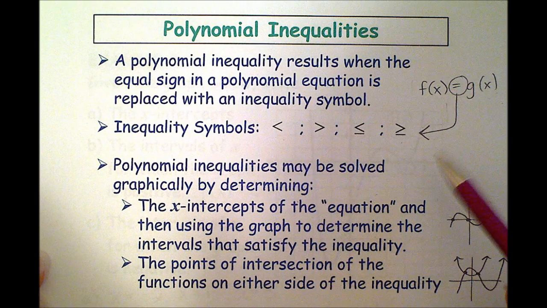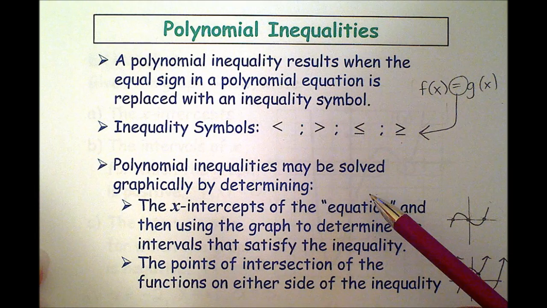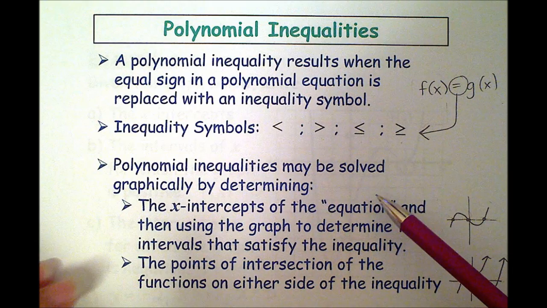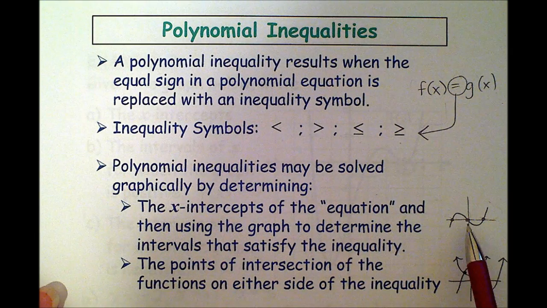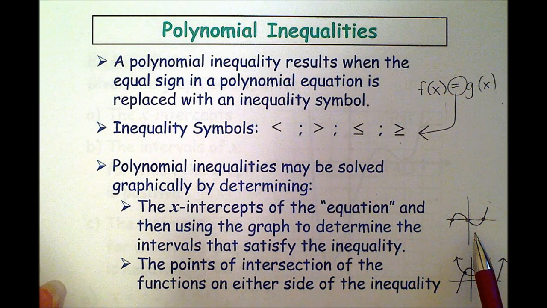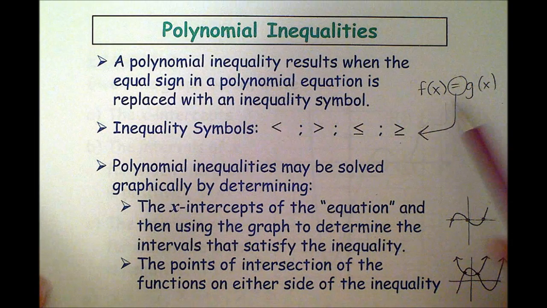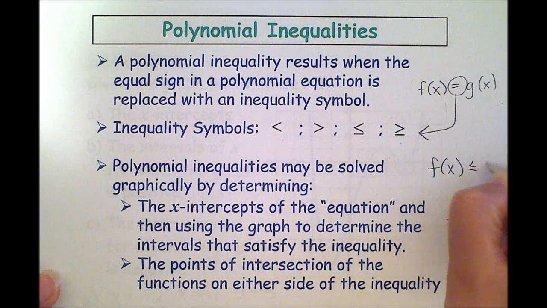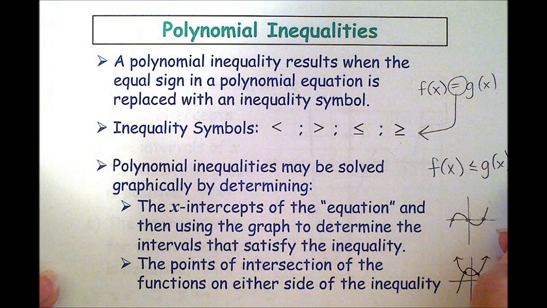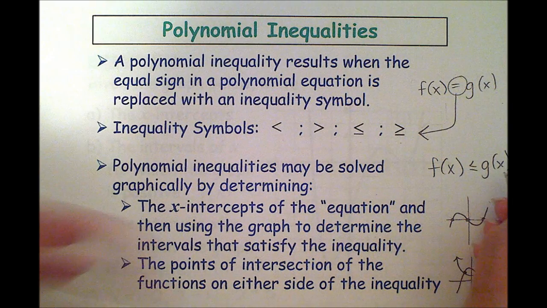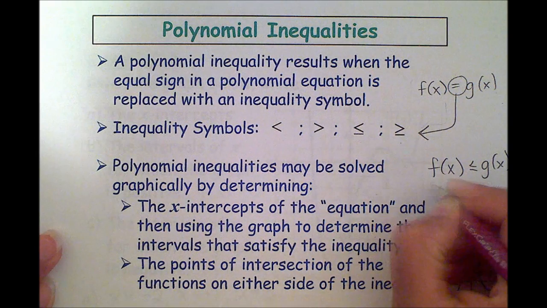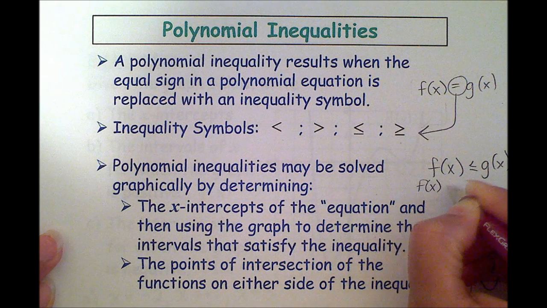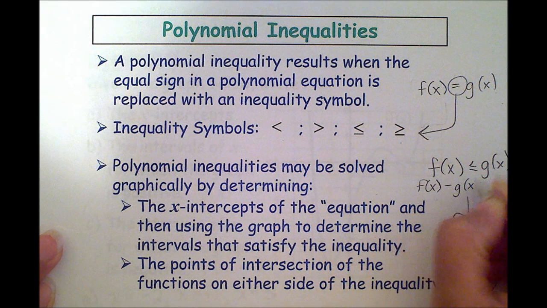Polynomial inequalities may be solved graphically in a few different ways. One way is by determining the x-intercepts of the equation, and then using the graph to determine the intervals that satisfy the inequality. And so if you have, for example, f(x) less than or equal to g(x), one way to solve this inequality is to make it look like an equation where everything is moved to one side. So for example, if I move g(x) over to the other side, I'd have f(x) minus g(x) is less than or equal to 0.